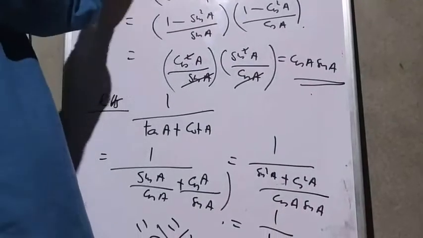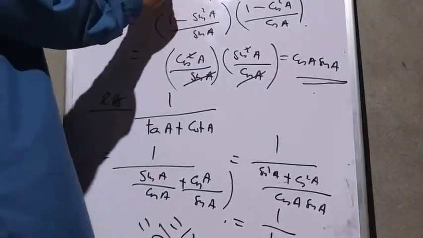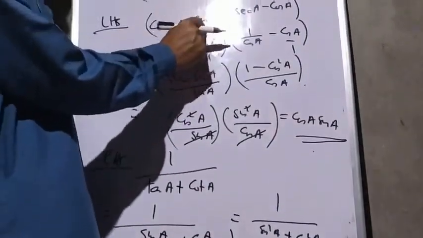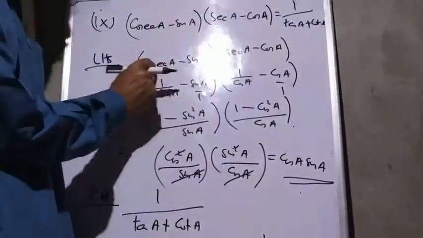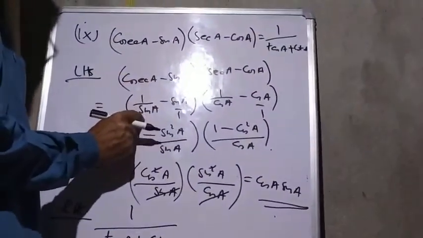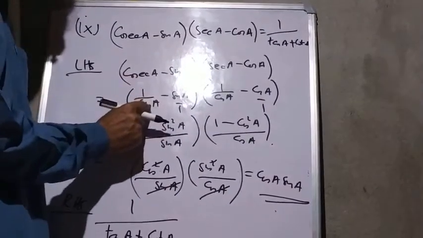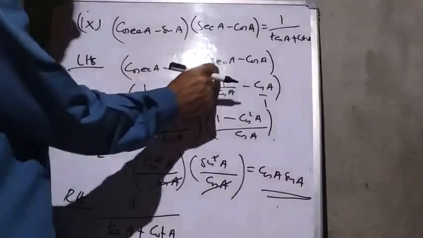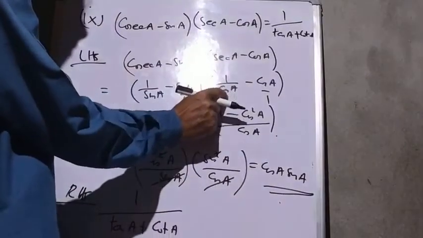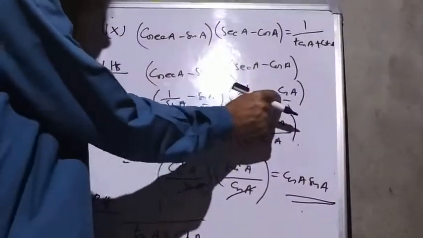Further, let's explain it further. This was (cosec A minus sin A) into (sec A minus cos A). For cosec A we shall write here 1 divided by sin A, because it is the reciprocal of sin, minus sin A divided by 1. For sec A we shall write here 1 by cos A, because it is the reciprocal of cos, minus cos A.